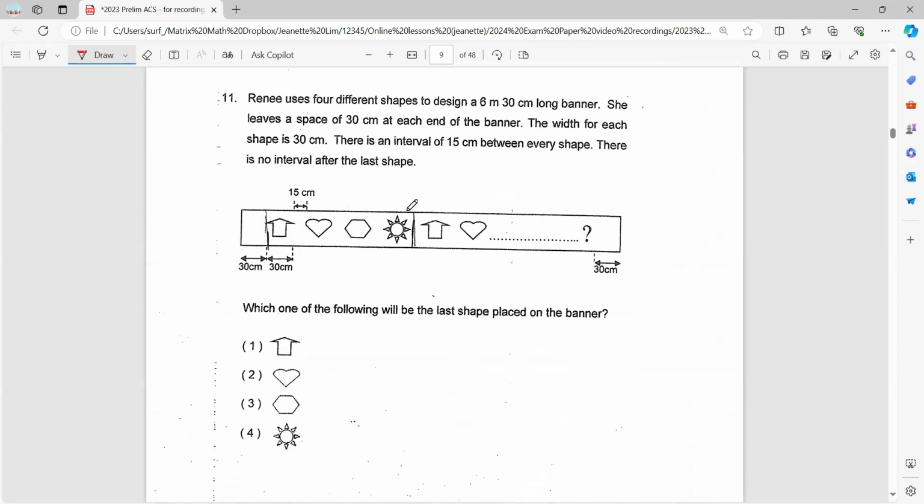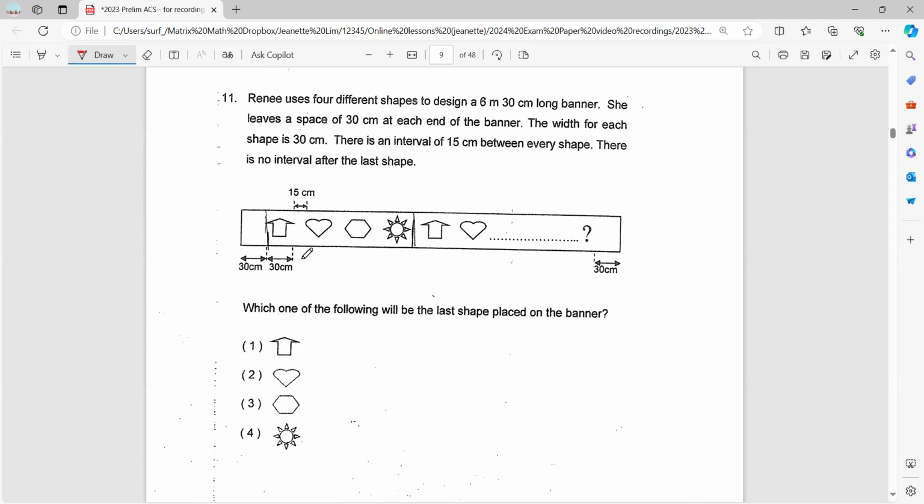Question 11. Renee uses 4 different shapes to design a 6 meter, 30 cm long banner. She leaves a space of 30 cm at each end of the banner. The width for each shape is 30 cm, and there is an interval of 15 cm between every shape. There is no interval after the last shape.